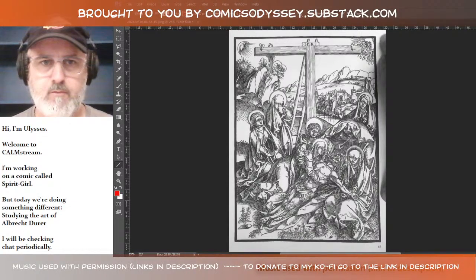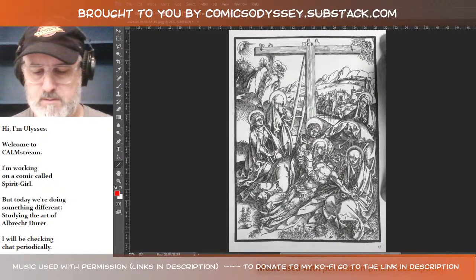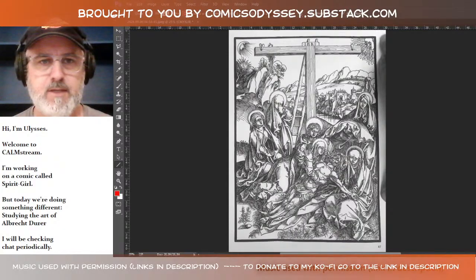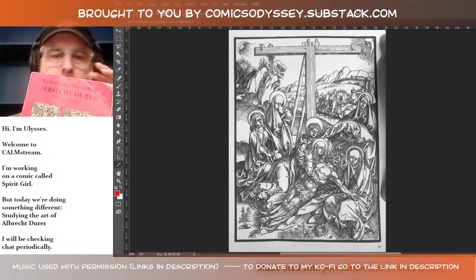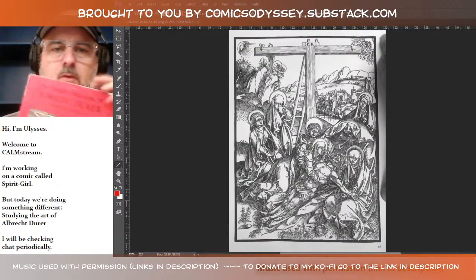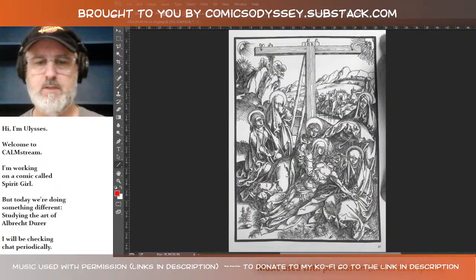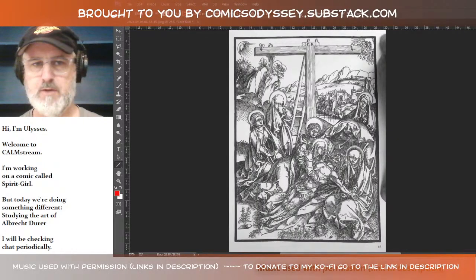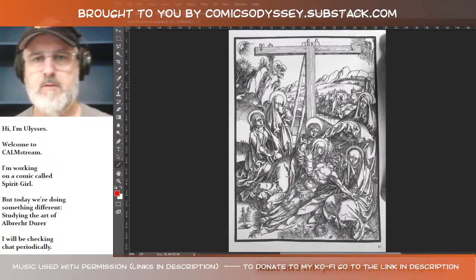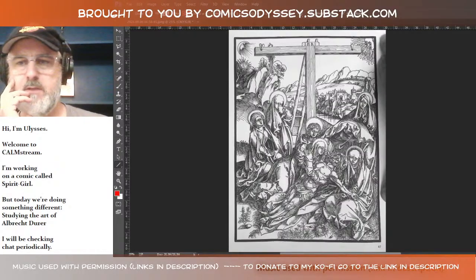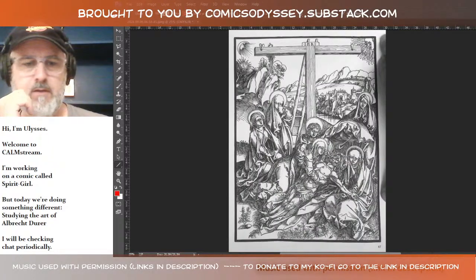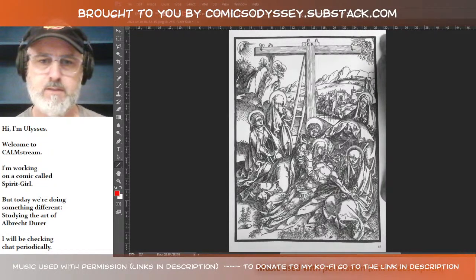I'm preparing for an article I'll be posting on Substack about the woodcuts of Albrecht Durer, and I found that studying these has been quite inspiring. So together we're going to learn what we can about Albrecht Durer, starting with this piece here, which is called Lamentations for Christ.